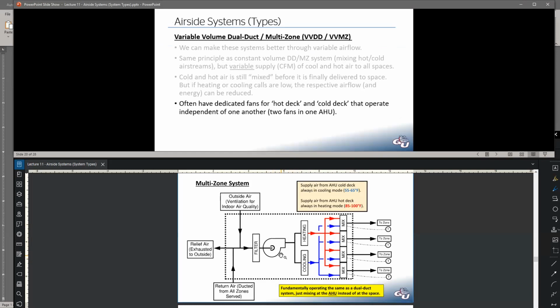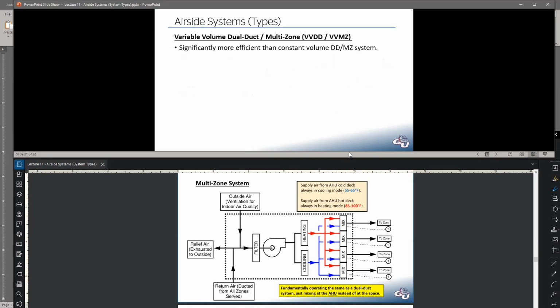In a variable volume system, what's more common is for the hot deck to have its own fan and the cold deck to have its own fan. And then both of those fans can ramp up and ramp down depending on what's needed out in the space. So if you have a bunch of zones saying we don't need any cooling, then your cold deck fan can turn way down. And then now you're not just having the heating and cooling systems fighting each other. If you can do this, you can make this significantly more efficient than a constant volume system.